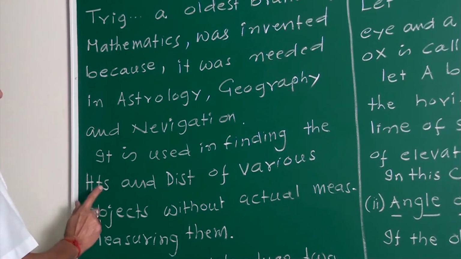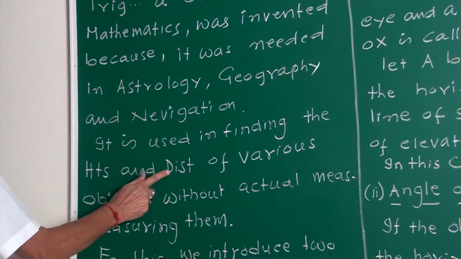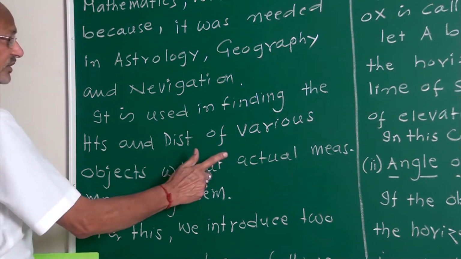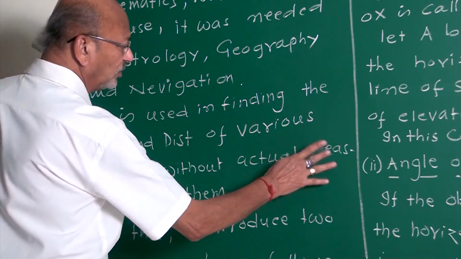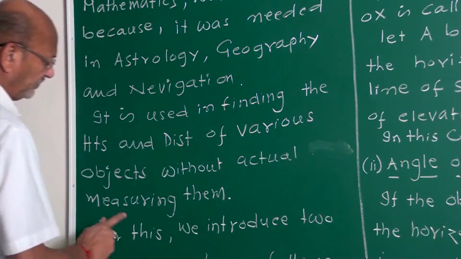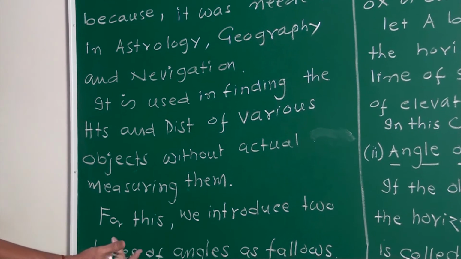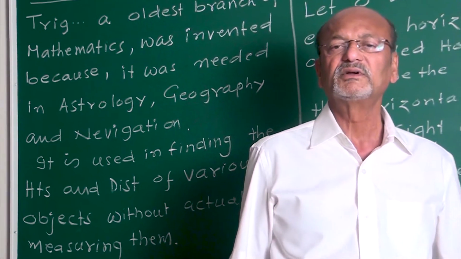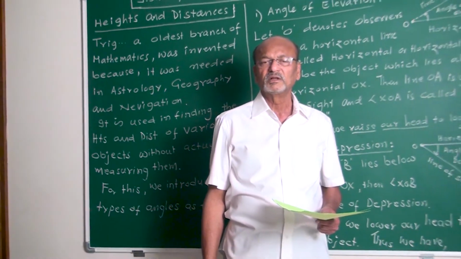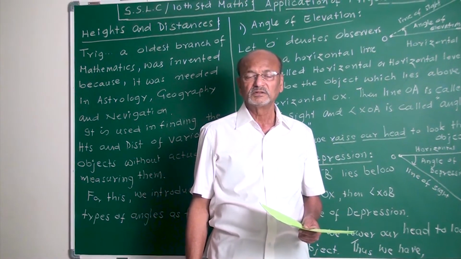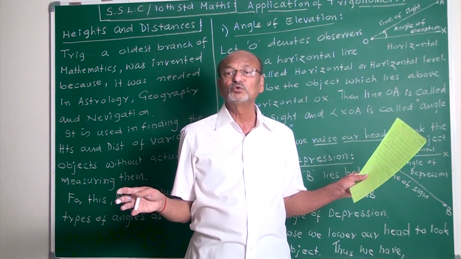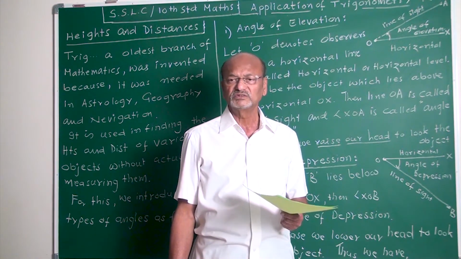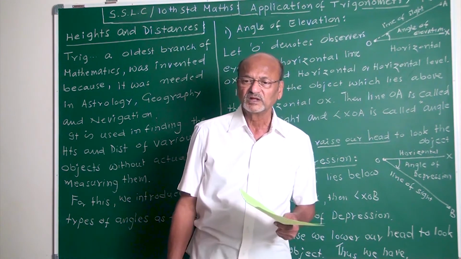It is used in finding the heights and distances of various objects without actual measurement, without measuring them. For example, in finding the height of a tree, the height of a temple, the height of a mountain, and the distance between 2 ships. In such cases, we are unable to measure these things actually.